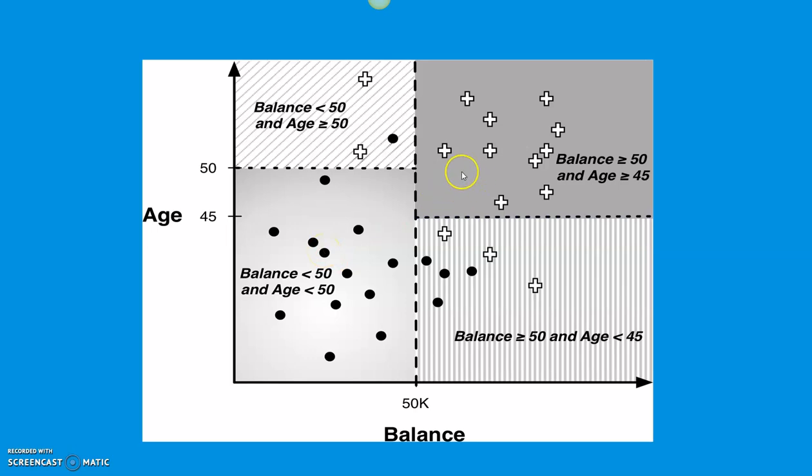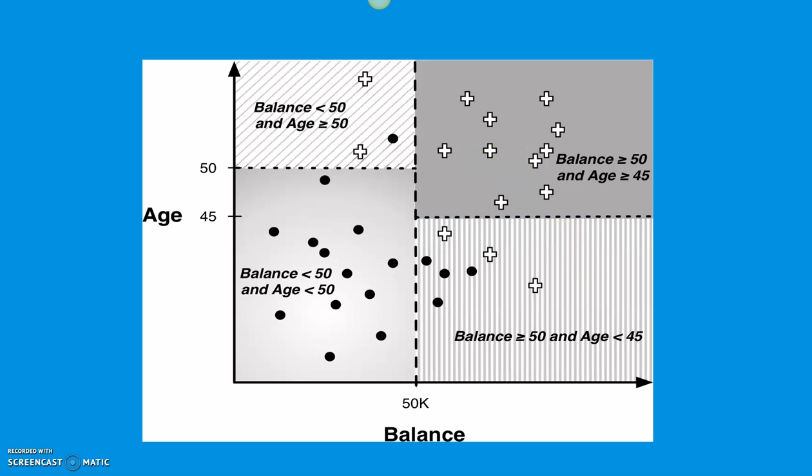If the balance is bigger than 50 and the age is bigger than 45, that seems to be pretty good, because all the customers here, none of them are written off. And so the objective of the decision tree algorithm is to develop a set of rules like so that you can perform some kind of classification or prediction.